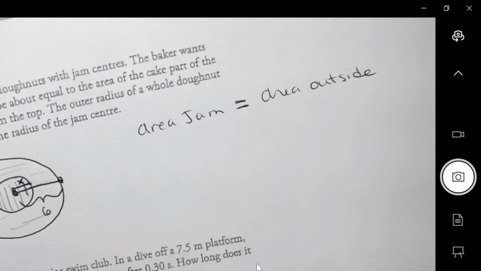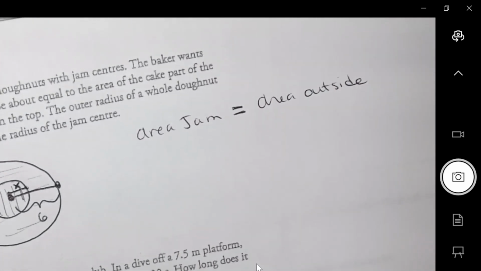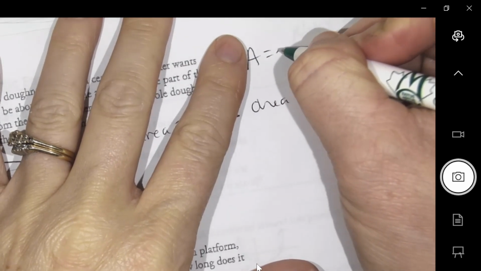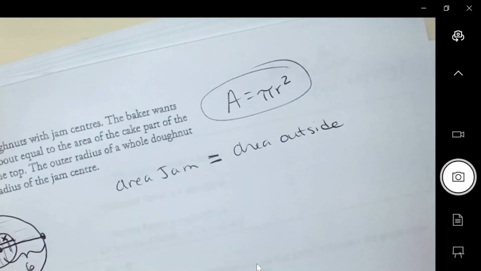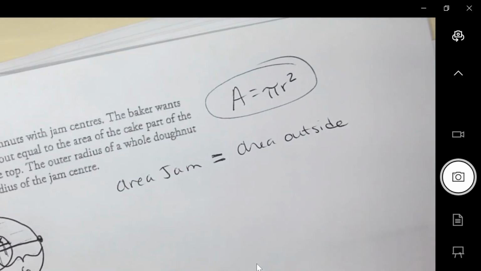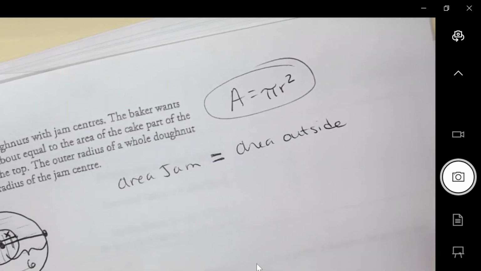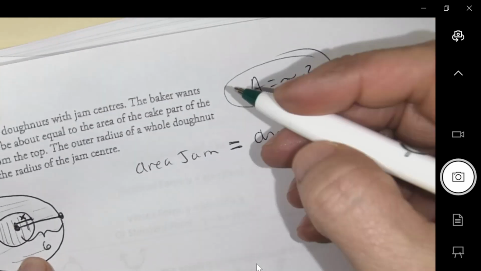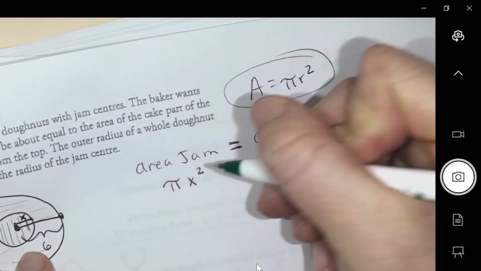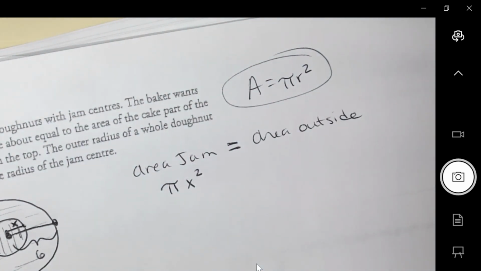In words, this is what I'm doing. The area of the jam equals the area of the outside. Who remembers from whatever grade you learned this in, an area of a circle? Pi r squared. Okay. Another background knowledge question. So pi r squared. If you have to ask me, just ask me. I will tell you that. So the area of the jam is pi x squared, because that's what we wrote as the radius, because we didn't know it.